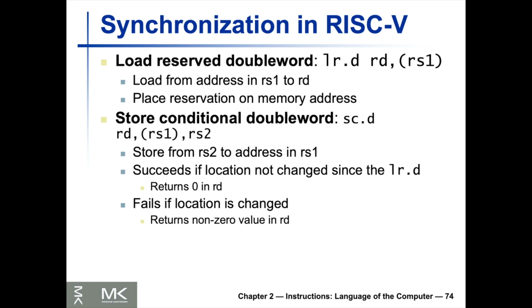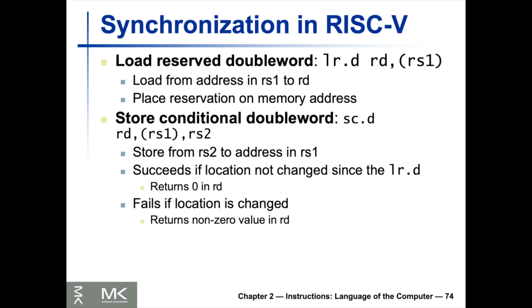With load reserved double word, we are loading from the address in register 1 to the destination RD, as you see here. We need to have a place for reservation on the memory address. We see some examples in the next slide. On the other side, when we want to store, we can define it with SCD of RD, RS1, and RS2. What it does is store from RS2 to the address in RS1.